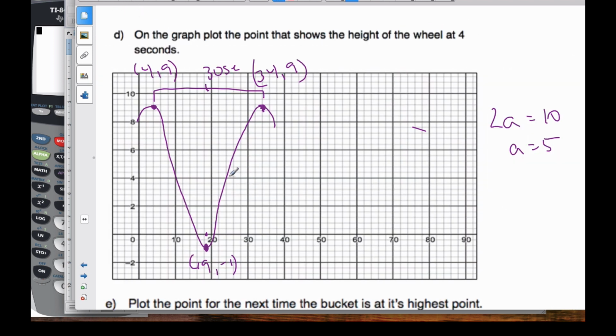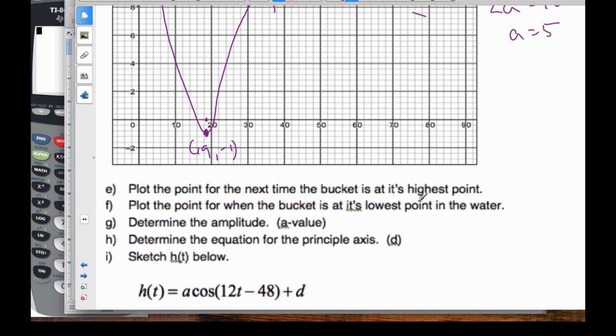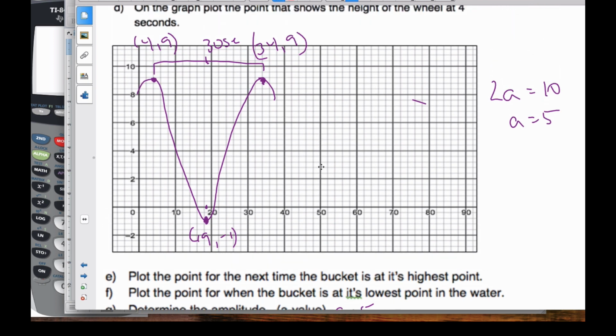It is synonymous with the radius, that is how we find the amplitude. And it's half of this curve here, half of this distance between here. That's amplitude. Okay, so that is going to be A. A is 5. Then it says determine the equation for the principal axis. Well, the principal axis is basically the halfway point between the maximum and the minimum. And if I eyeball it, it's going to be roughly here.